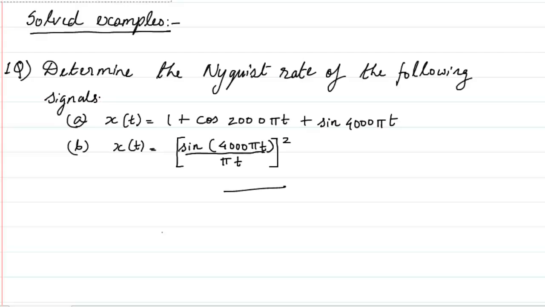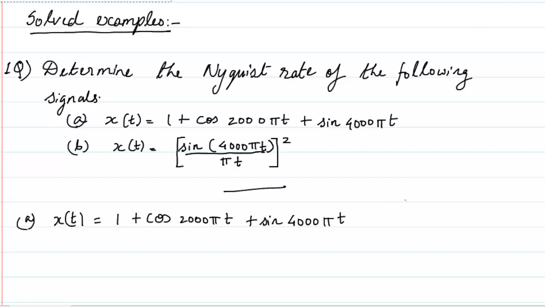Hello students. Next let us look at some of the solved examples of sampling. The first question is: determine the Nyquist rate of the following signal. So let us solve the first one. A, which is x of t equals 1 plus cos 2000 pi t plus sine 4000 pi t.